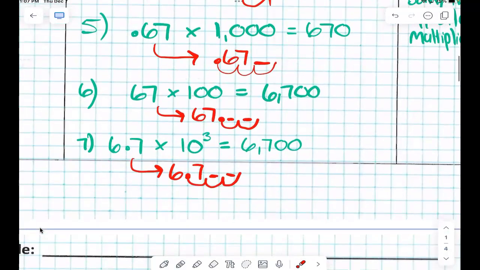How many places am I moving the decimal point on this one? 3. But wait, there's only one 0. You said I just count the number of zeros. It's an exponent, right? It's a power. So it has 3 as the exponent, yes? So I'm going to do 3 bunny hops, and then fill in my zeros, yes?